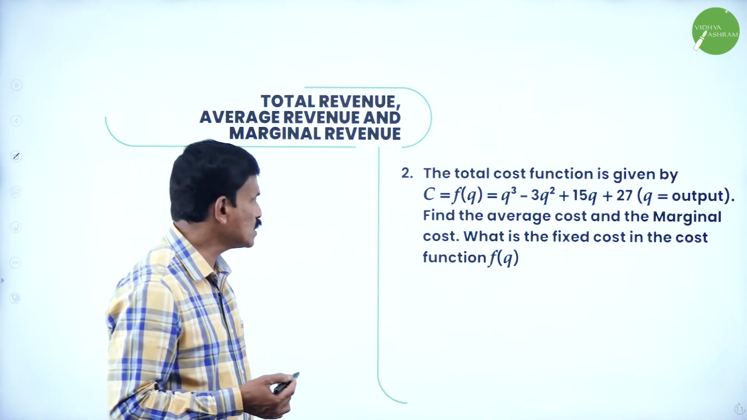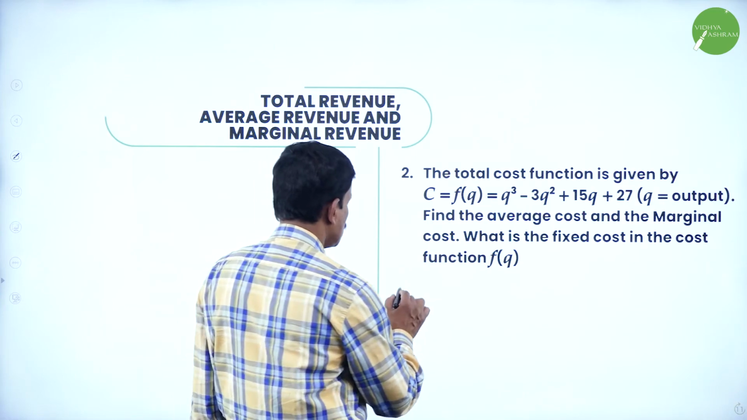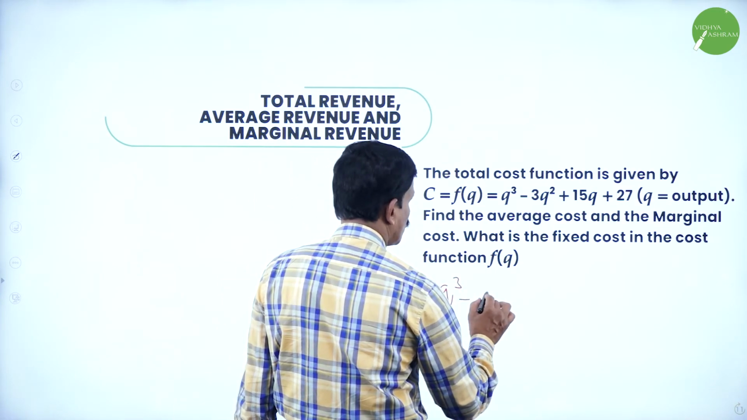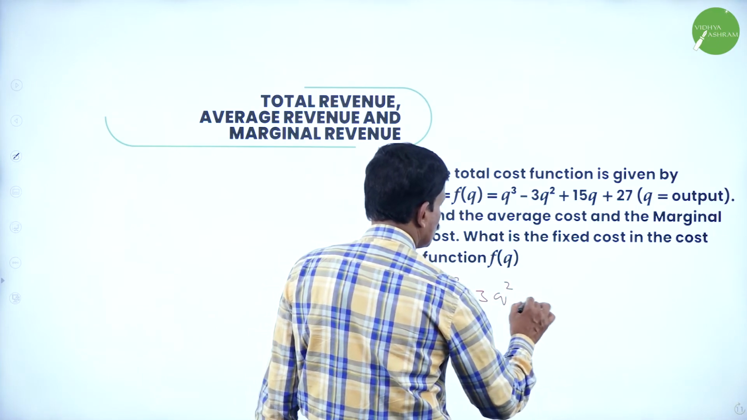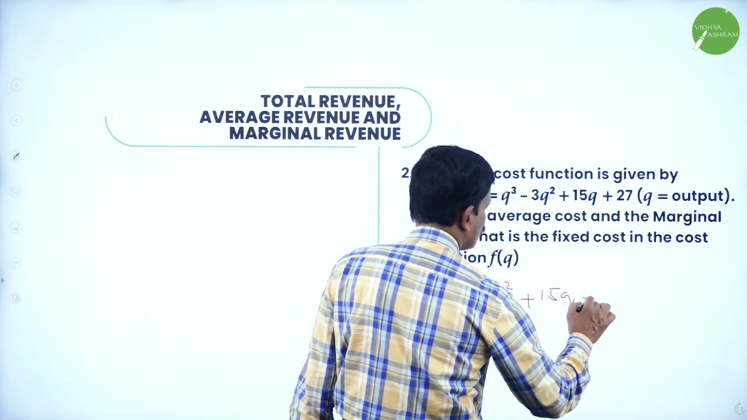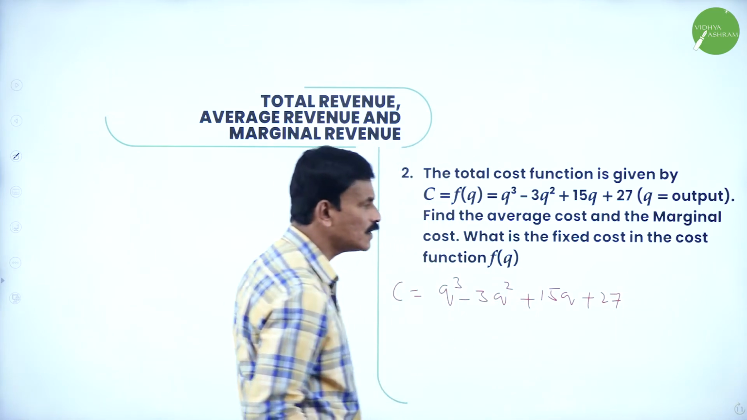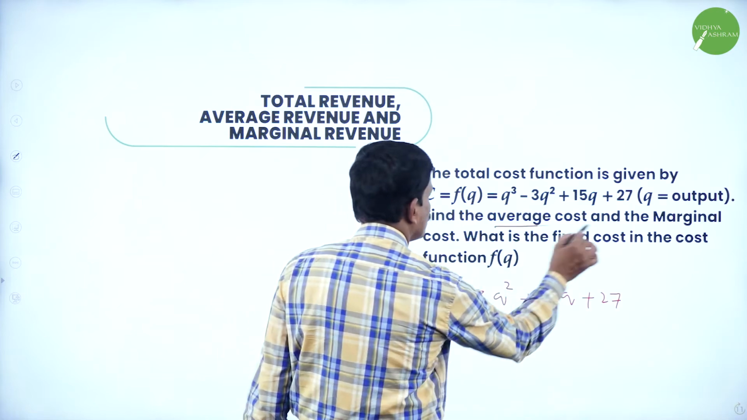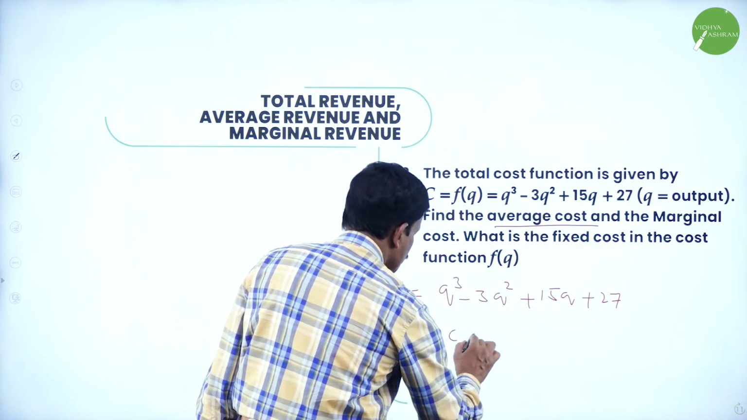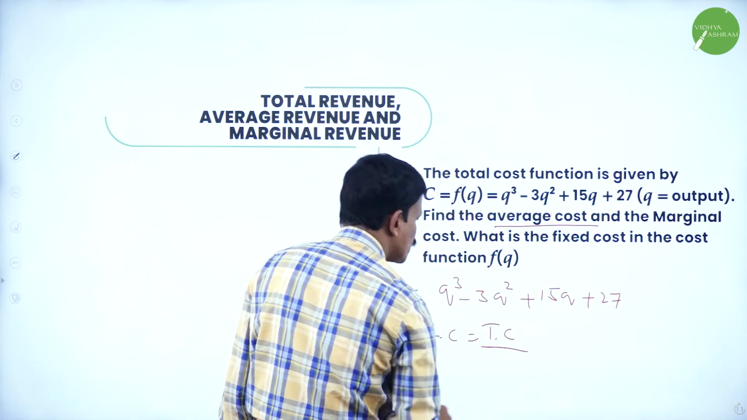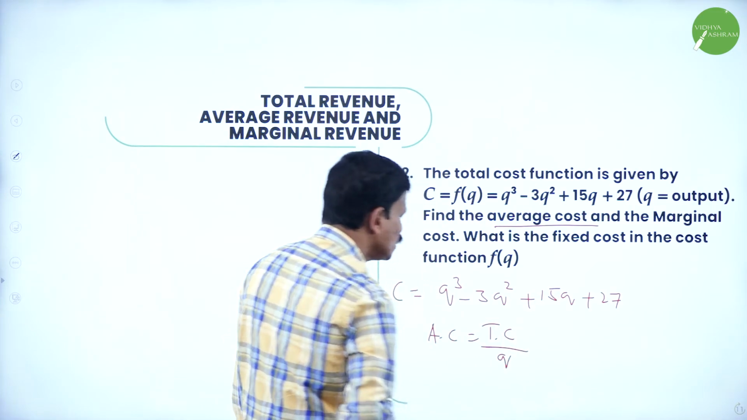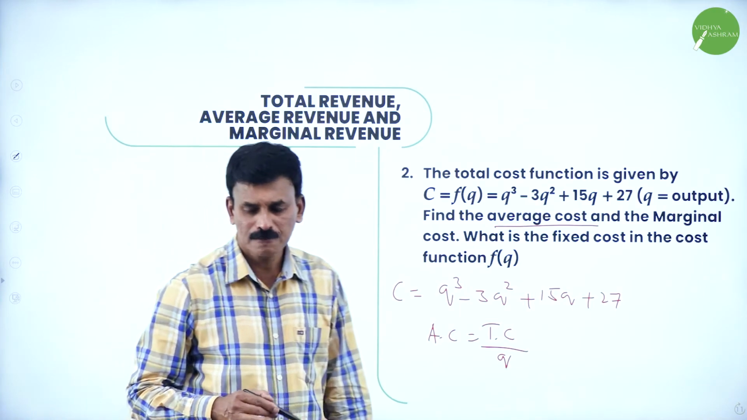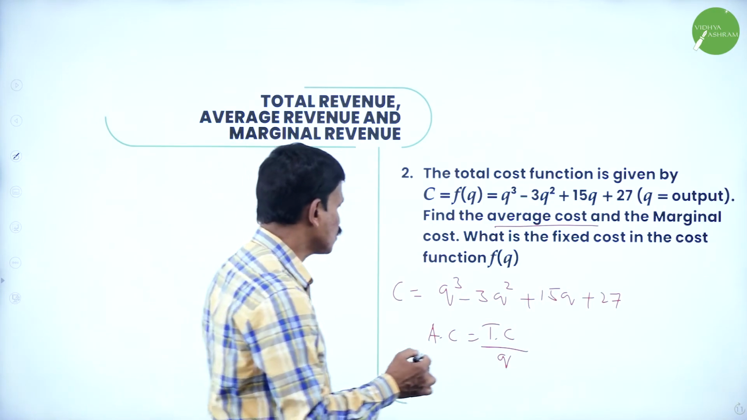That's it. Now what is given? F of q, that is C, is equal to q cube minus 3q square plus 15q plus 27. Right. Now what is required to find? First, we find the average cost. Average cost is equal to total cost divided by the quantity, which is Q. So average cost is equal to TC divided by Q. Okay. Then the second part is the marginal cost.